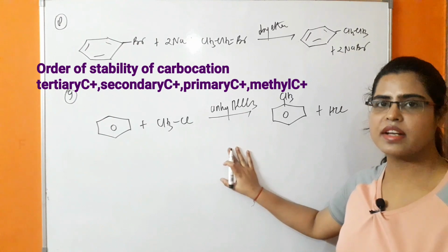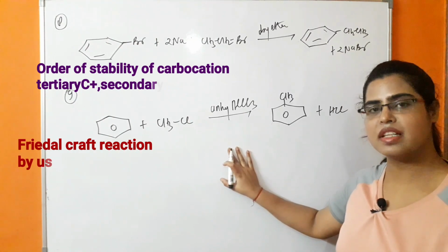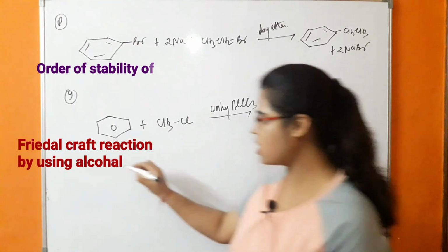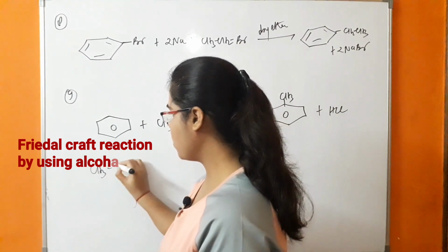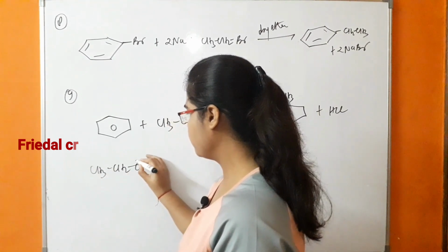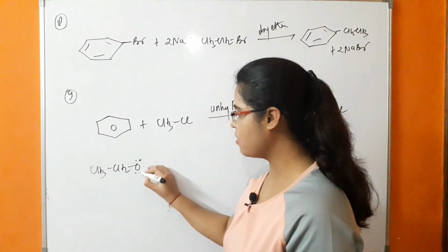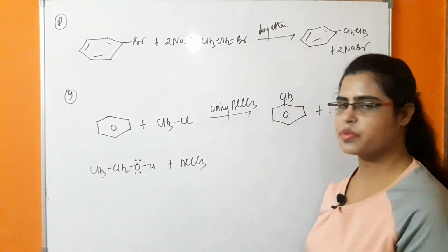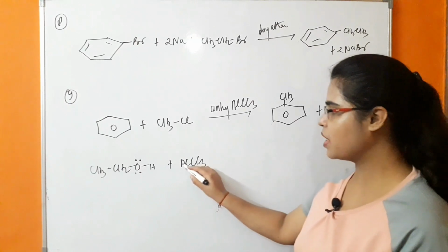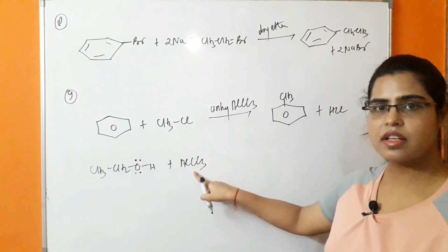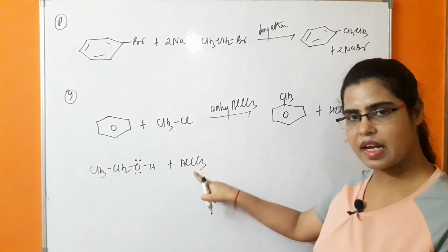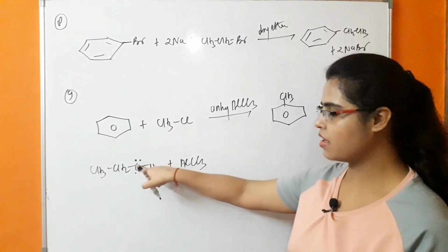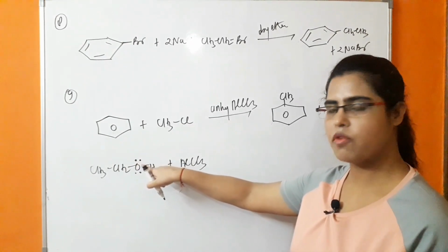This Friedel-Crafts reaction can also take place in the presence of alcohol. So what is happening if ethyl alcohol is taken? We know that oxygen has 2 lone pairs, in the presence of AlCl3 which behaves as a catalyst. So what is happening in this case? This AlCl3 is a Lewis acid, it is electron deficient, so it will attract the lone pair of electrons of oxygen.